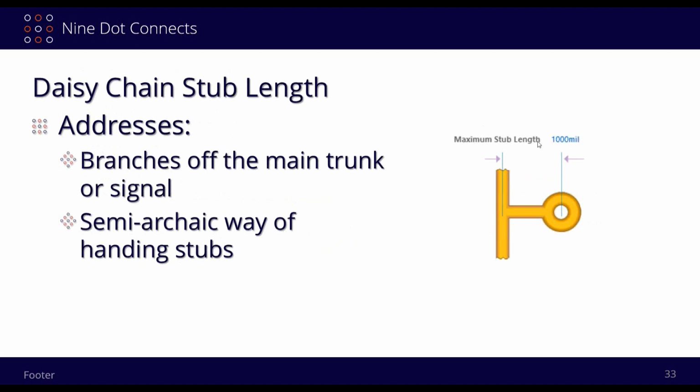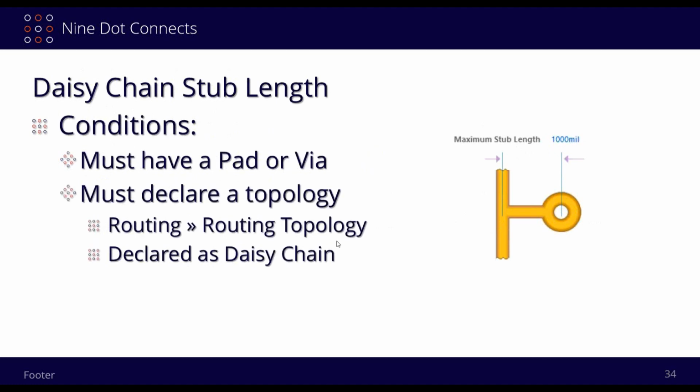The max length stub over here, they basically say, look, if you want to have this over here, this is the max length you allow the stub. There's some requirements for this. Number one, you have to have a pad or a via connected to this. It won't work if you just simply draw a trace or an arc. And you must declare a topology. So there's actually a topology rule, not in the high-speed rules, it's under routing. You have to create a routing topology, and you have to declare it as some type of daisy chain. Altium actually has different types of daisy chains, but as long as you declare it as one of the 3 different daisy chains, it will enable the rule.